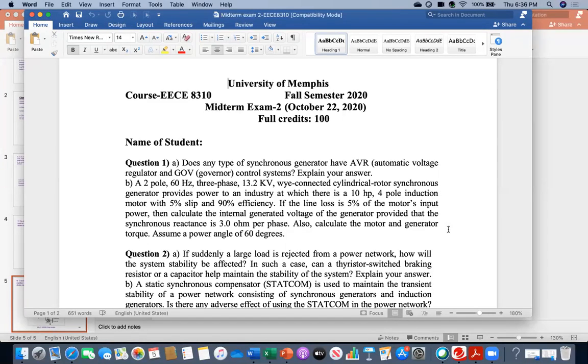Dr. Ali, I wrote only non-salient pole synchronous generators will have AVR and governor regulator since their speed is very high. Okay, just hold a moment.